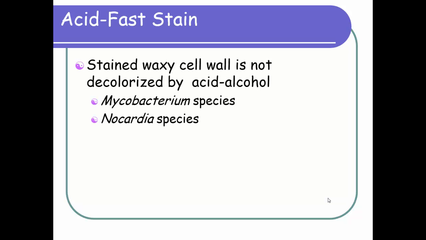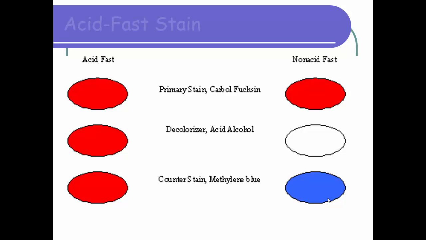Acid-fast stain shows whether or not a bacteria is an acid-fast bacteria. Acid-fast bacteria have a waxy cell wall that is not decolorized by the acid-alcohol decolorizer. Two major genera of acid-fast bacteria cause disease in humans: the Mycobacterium species and the Nocardia species.